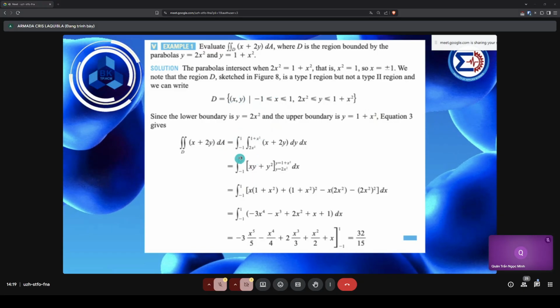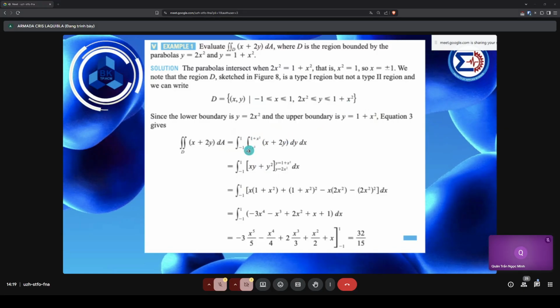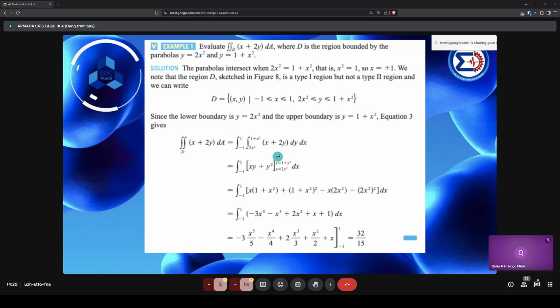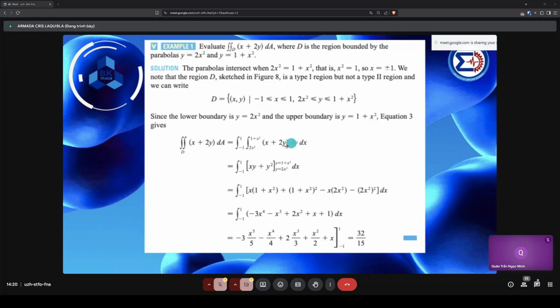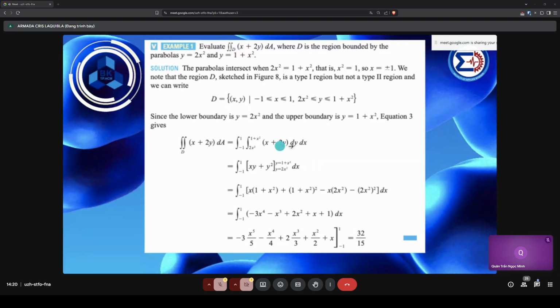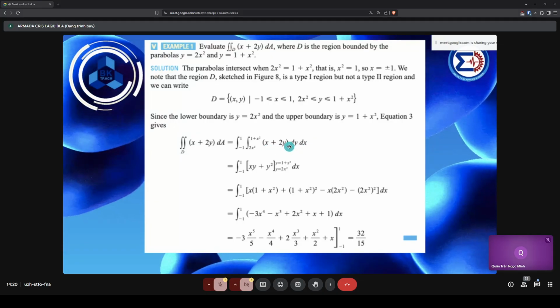So your x is from negative 1 to 1. Then your y is from 2x squared to 1 plus x squared there. And then your function is 2x plus 2y. Since this one is the interval for your y, you have to write dy first, and then last is the dx.